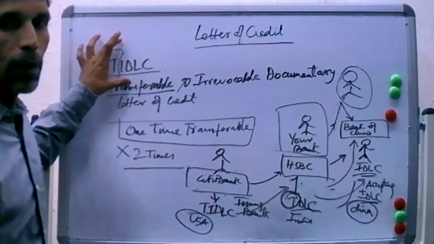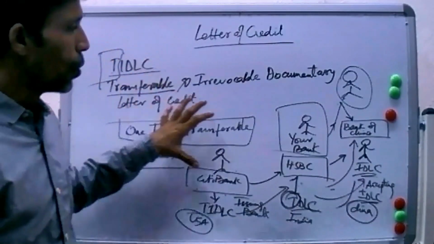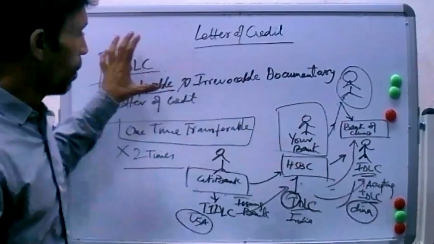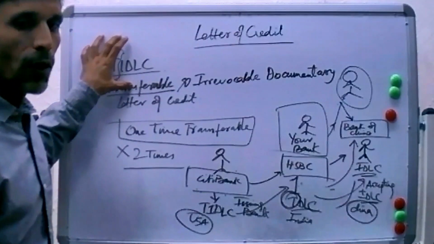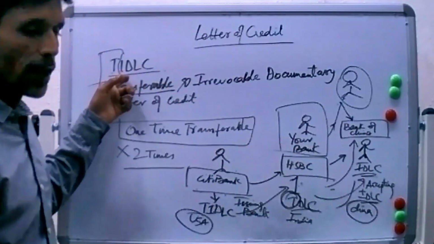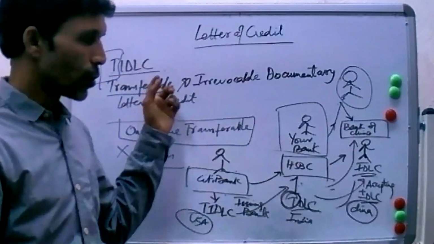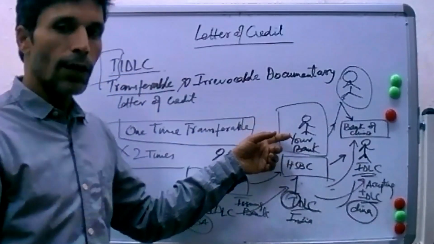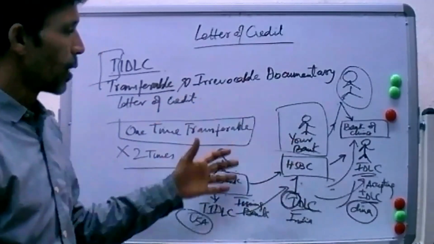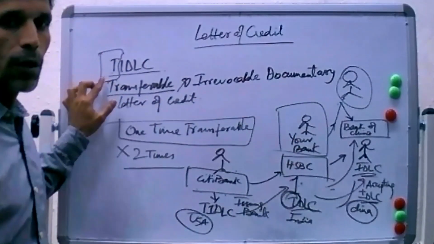It cannot be transferable 2 times. So, basically with the name itself, this is the reason why, as an intermediary, because this is a transferable DLC, because of this rule only, you as an intermediary are able to involve in this kind of transaction, because this is a transferable documentary letter of credit.